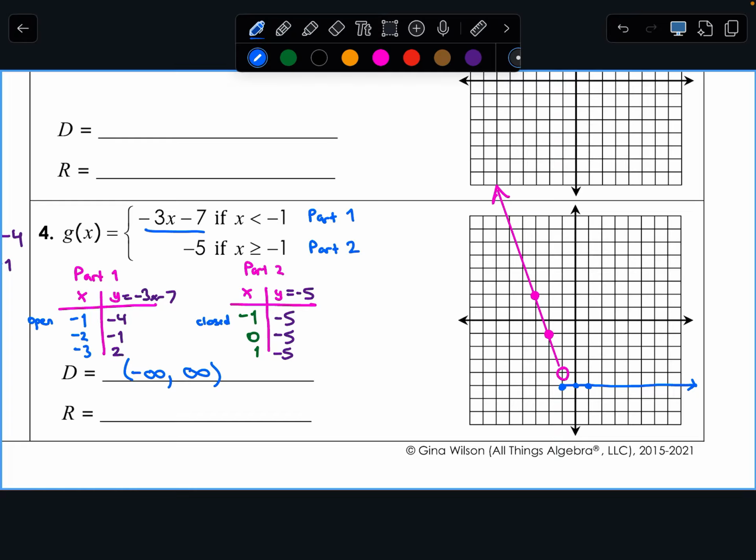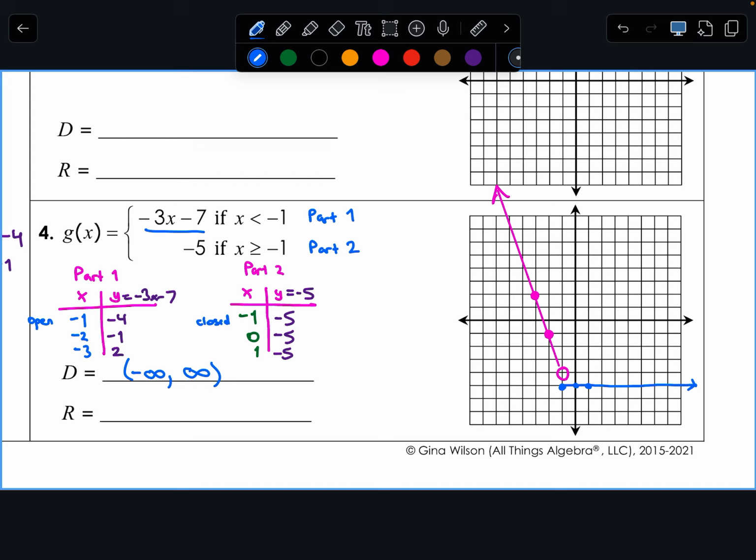Either it's going to be both open, or it's going to be one of each. And usually what that also means is that they're going to be at the same point. So this will be like one closed circle. It shouldn't be two closed circles on the same line. All right, now let's do the range.